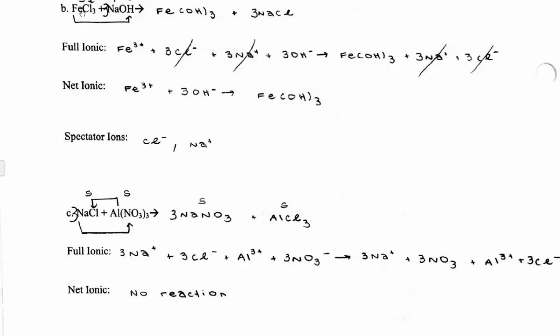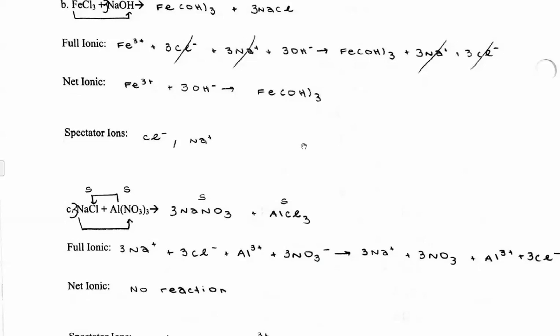So let's do this. Fe has a +3 charge, so Fe3+ and I have 3 Cl minuses, plus 3 Na pluses, plus 3 OH minuses. Gives me Fe(OH)3 plus 3 Na pluses plus 3 Cl minuses. So don't forget the 3s and the minuses and the pluses, because then I'll take off and you'll be sad. Alright, so you're going to cancel out your Cl's, cancel out your Na's, and so what you end up with is Fe3+ plus 3 OH-, which gives you Fe(OH)3. Your spectator ions, the ions that actually didn't change at all, are Na+ and Cl-.